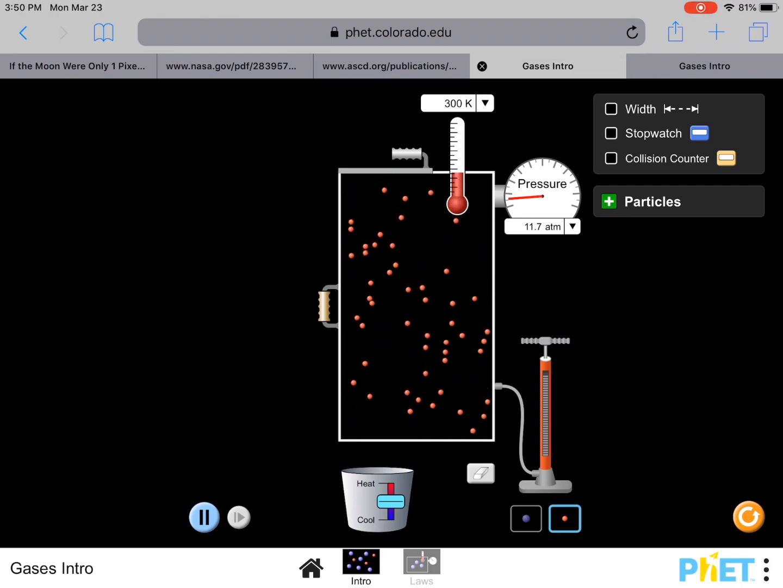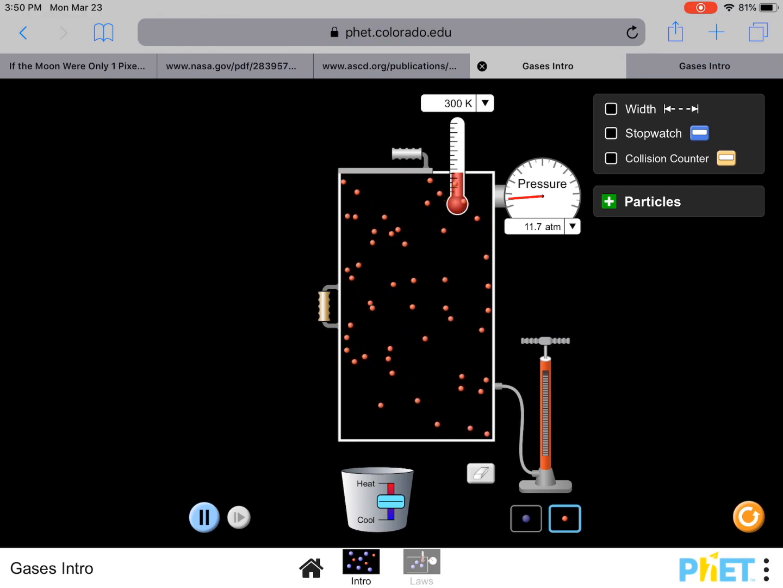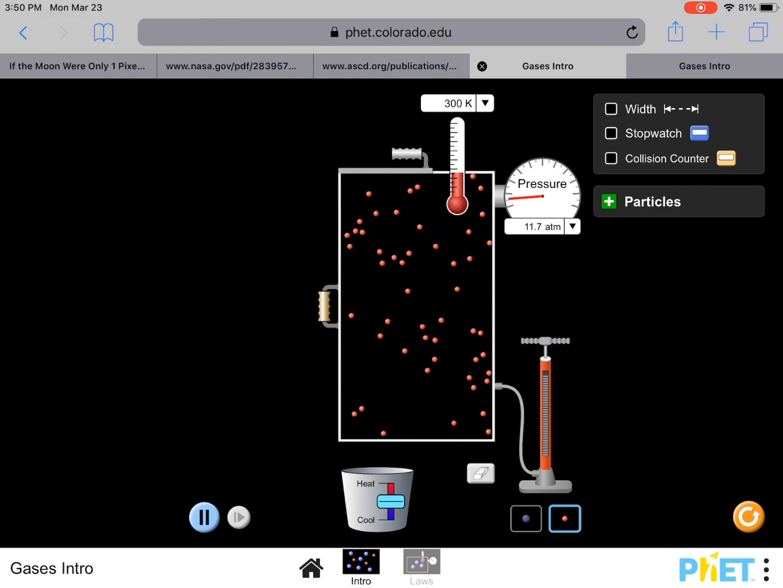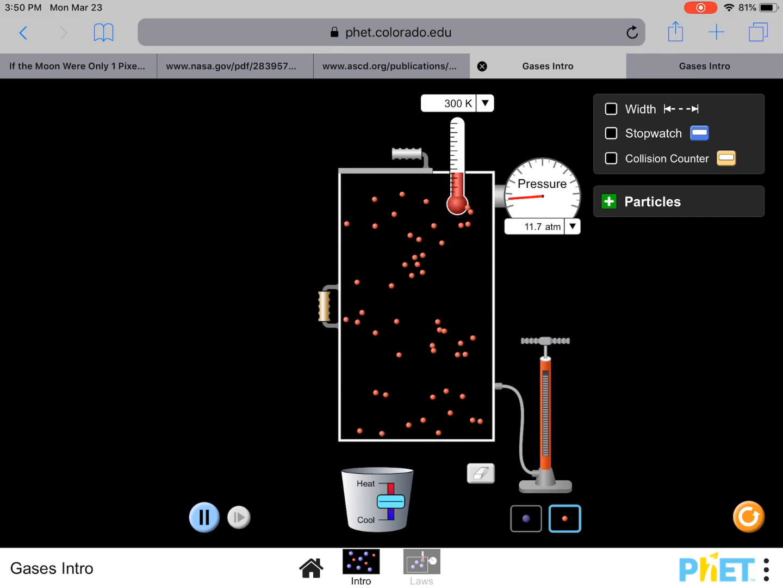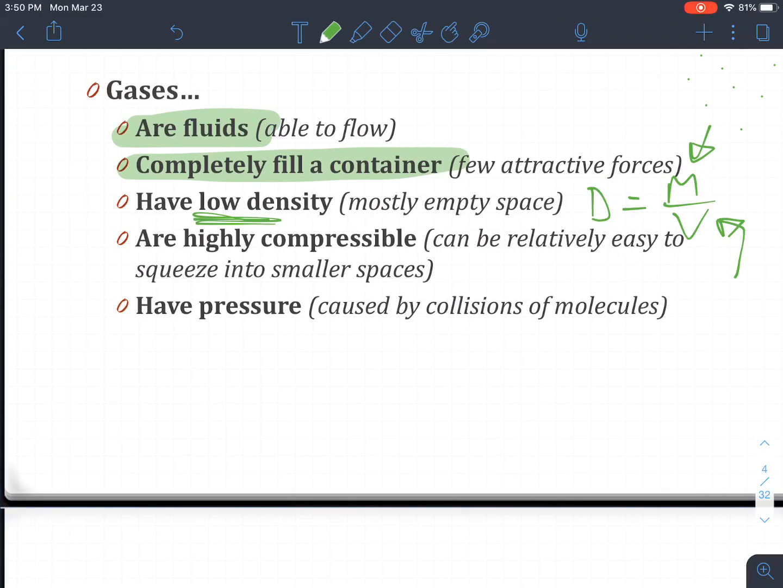So there's an area that can be compressed. Unlike liquids or solids that are already close together, there's no way we can squish them together anymore. But for gases, we can squish them together since they are very spaced out to begin with. And then lastly, gases have pressure.